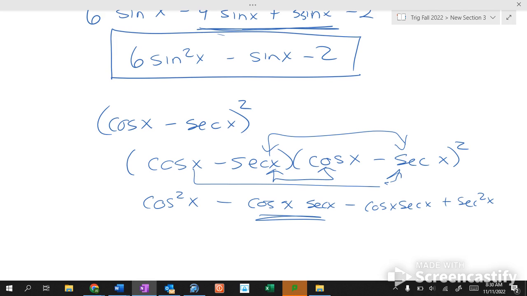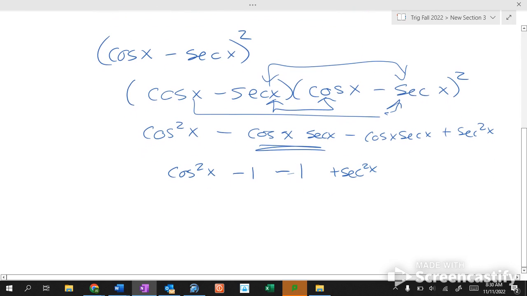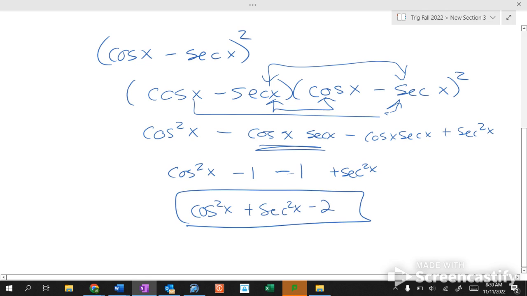What's cosine times secant? What is secant? 1 over cosine. So if we take cosine times 1 over cosine, what happens? They cancel to be 1. So really I have cosine squared of x minus 1 minus another 1 plus secant squared of x. So the way I'll write this in the end is cosine squared of x plus secant squared of x minus 2, and I'll leave it like that. You don't have to change secant squared into 1 over cosine squared. That just makes it a little messy.